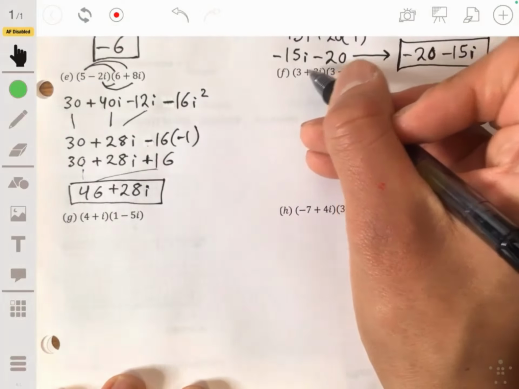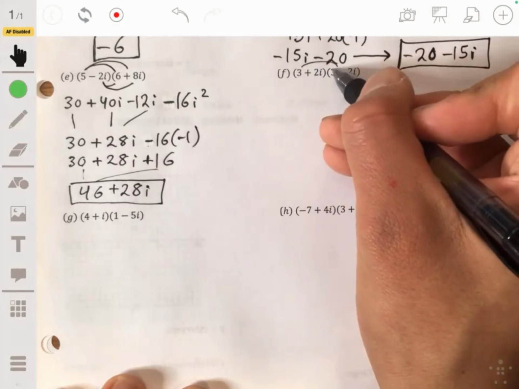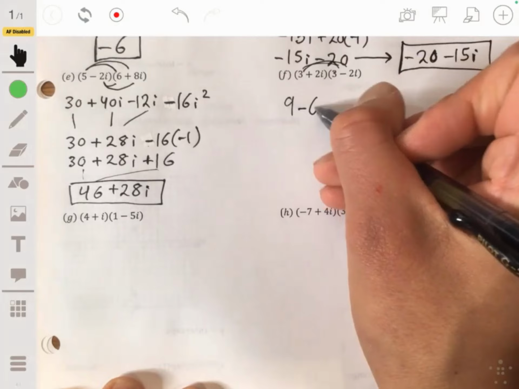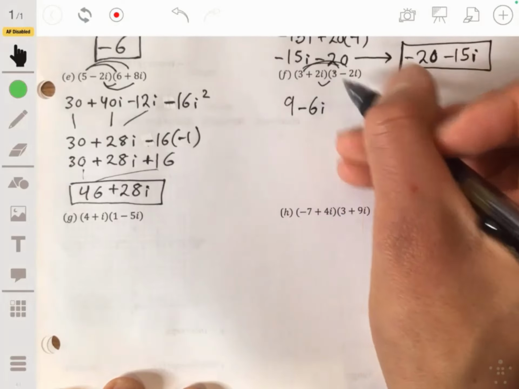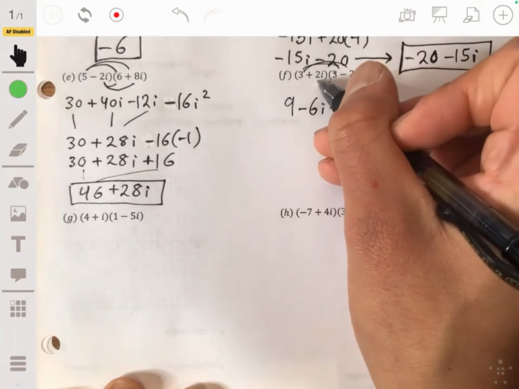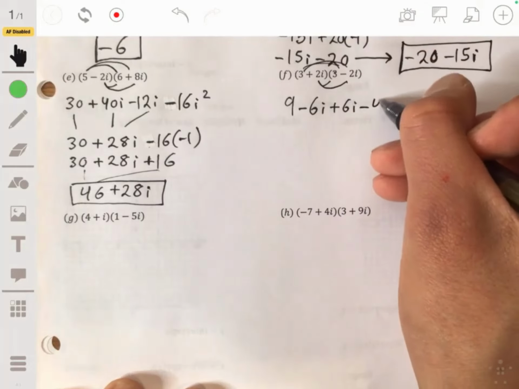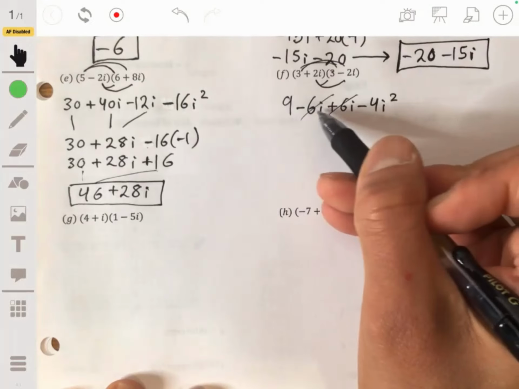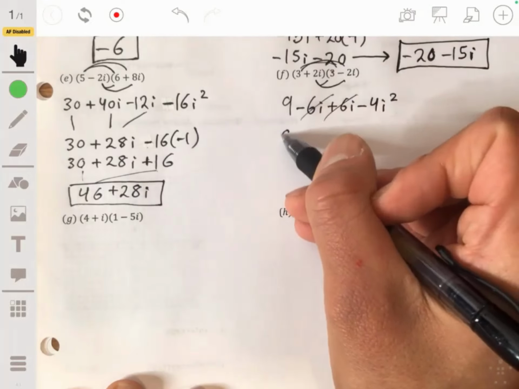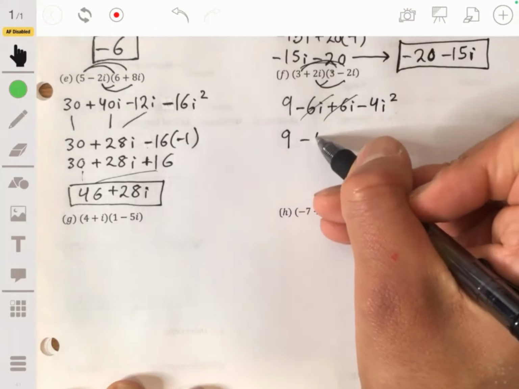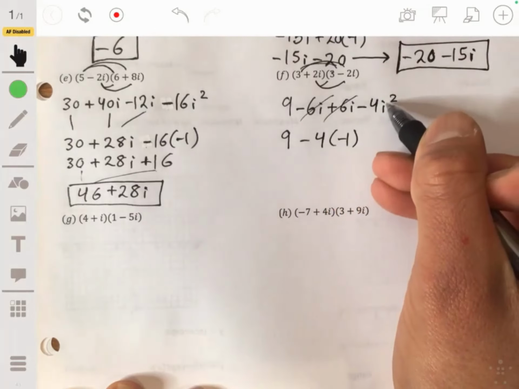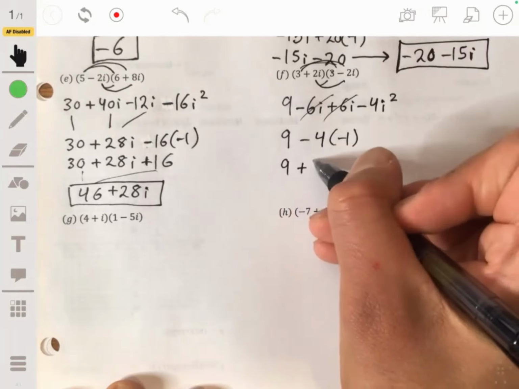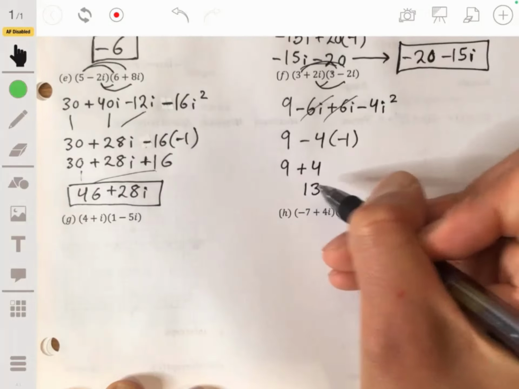All right, for F, we got 3 times 3, 9. 3 times minus 2i, so minus 6i. 2i times 3, plus 6i. 2i times minus 2i, minus 4i squared. These two terms cancel. So we have a 9 minus a 4 times a negative 1, because i squared again is negative 1. So this is just 9 plus 4, which is going to give us 13.